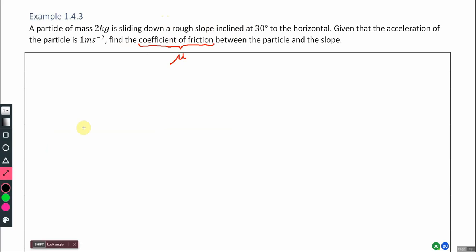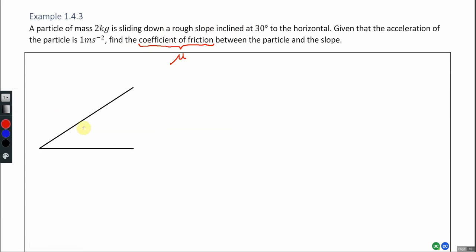Let's start with a diagram. So here's the slope. Here's my particle on that slope with a mass of 2 kilograms. The slope is inclined at 30 degrees to the horizontal. Always look carefully. Sometimes it'll say vertical. In this case it's the horizontal.